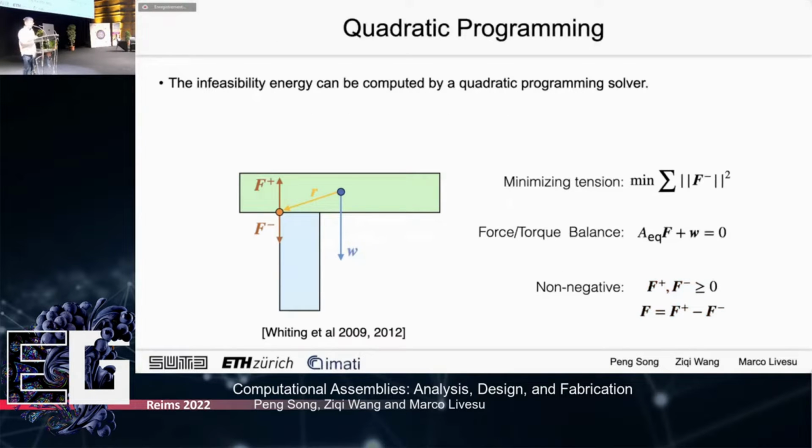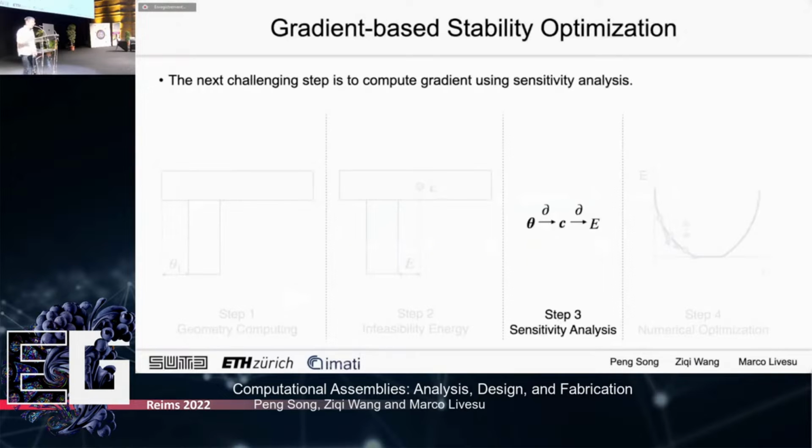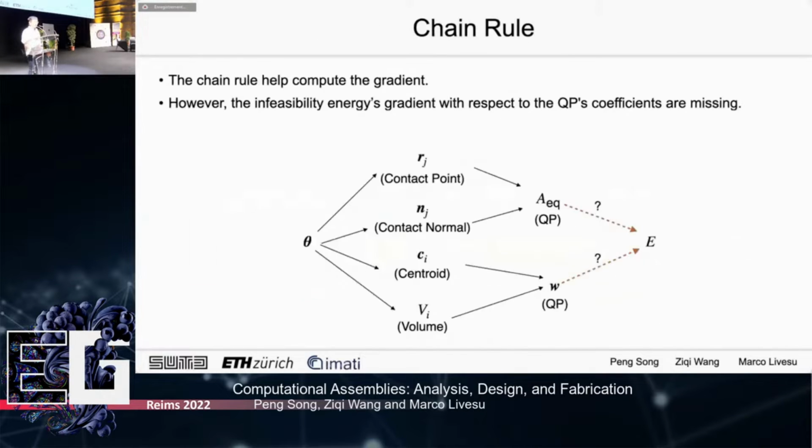Further, if we collect all these balance equations, you will see the problem turns out to be a quadratic programming problem that can be solved by many existing libraries, such as Mosek or OSQP. Then the next step is how to compute the derivatives of the infeasibility energy with respect to the design parameters. We can draw the computational graph of the infeasibility energy.